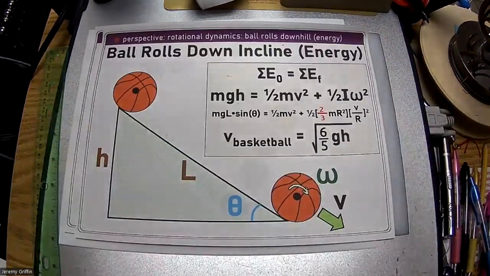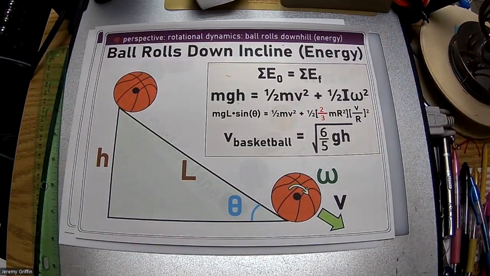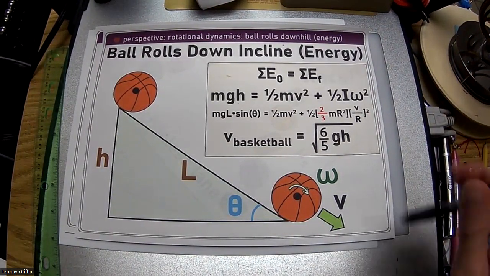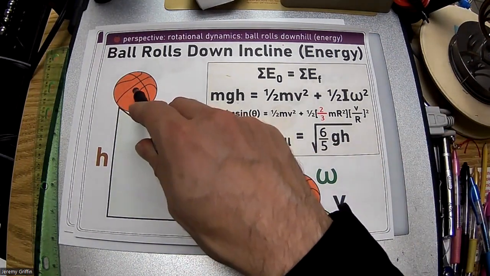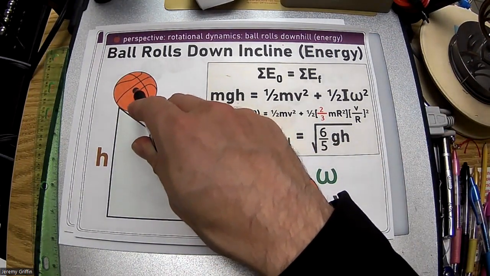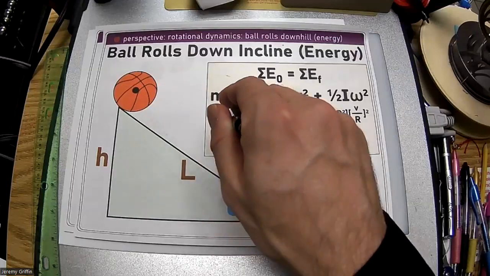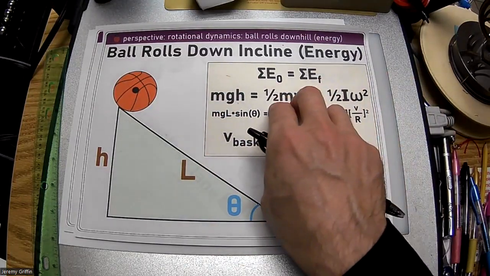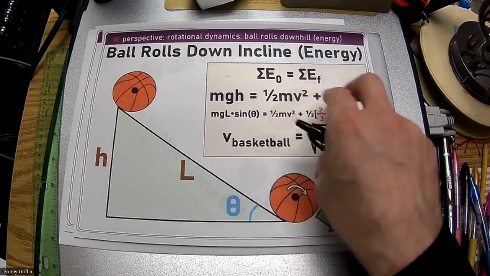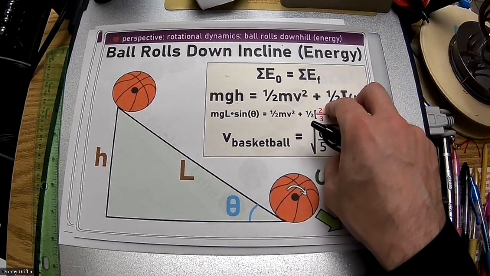Let me go ahead and switch to this other poster. All right, here's a different method that results in the same answer. I think this is the easier way to do it: conservation of energy. Because what kind of energy does the basketball have at the top of the hill? Potential energy, mgh, bam, right there. And at the bottom, it has two types of energy. It has your linear kinetic, 1/2 mv squared, but also your rotational kinetic, 1/2 I omega squared.